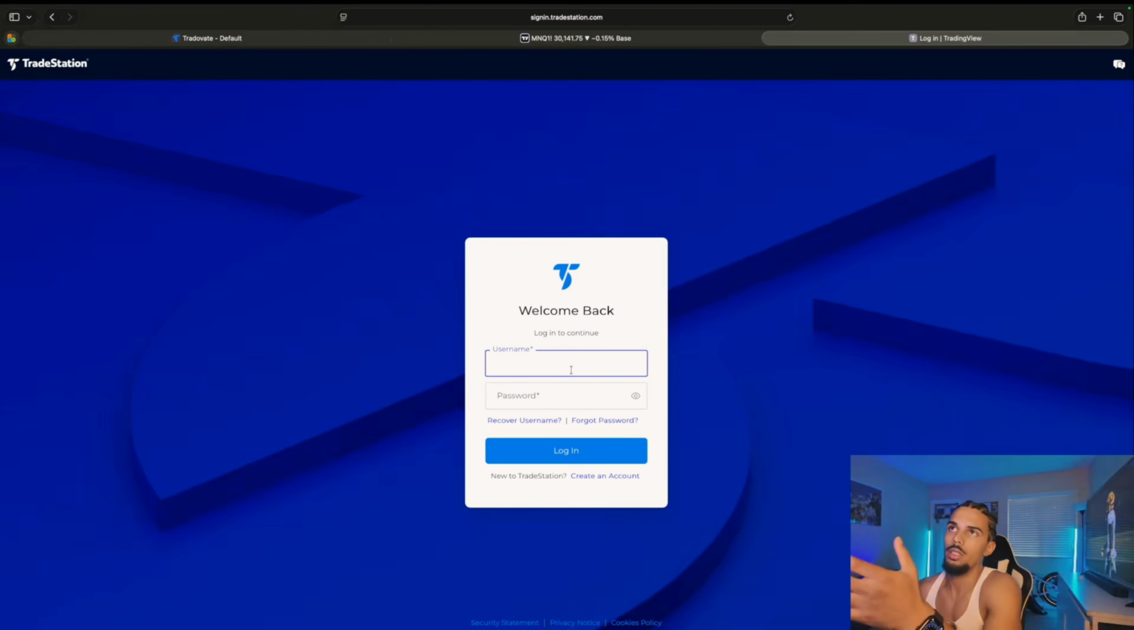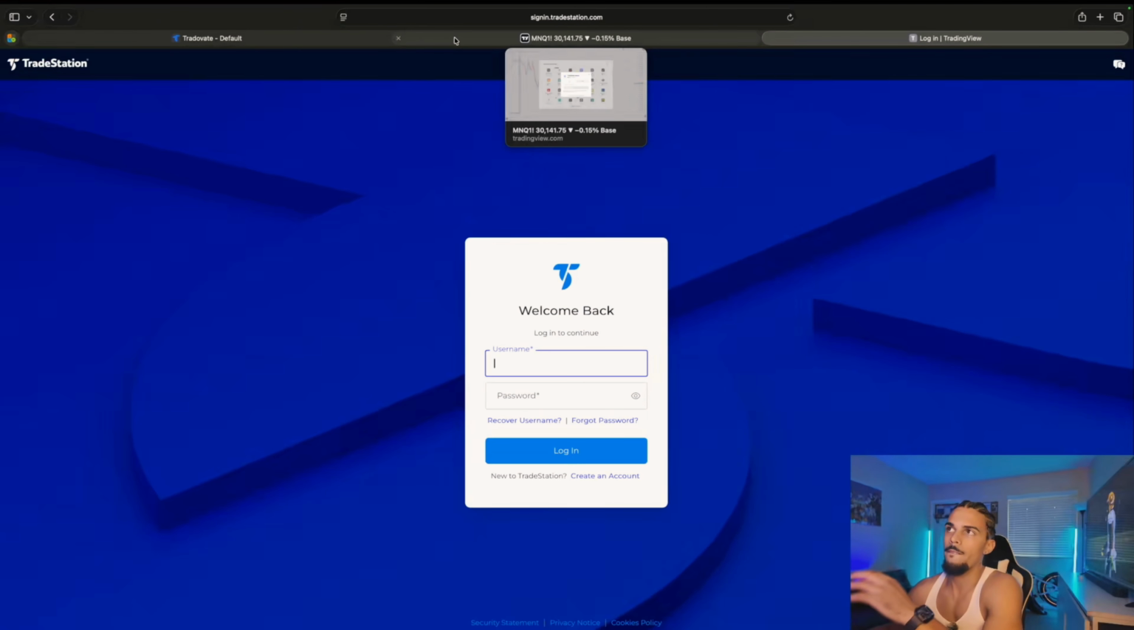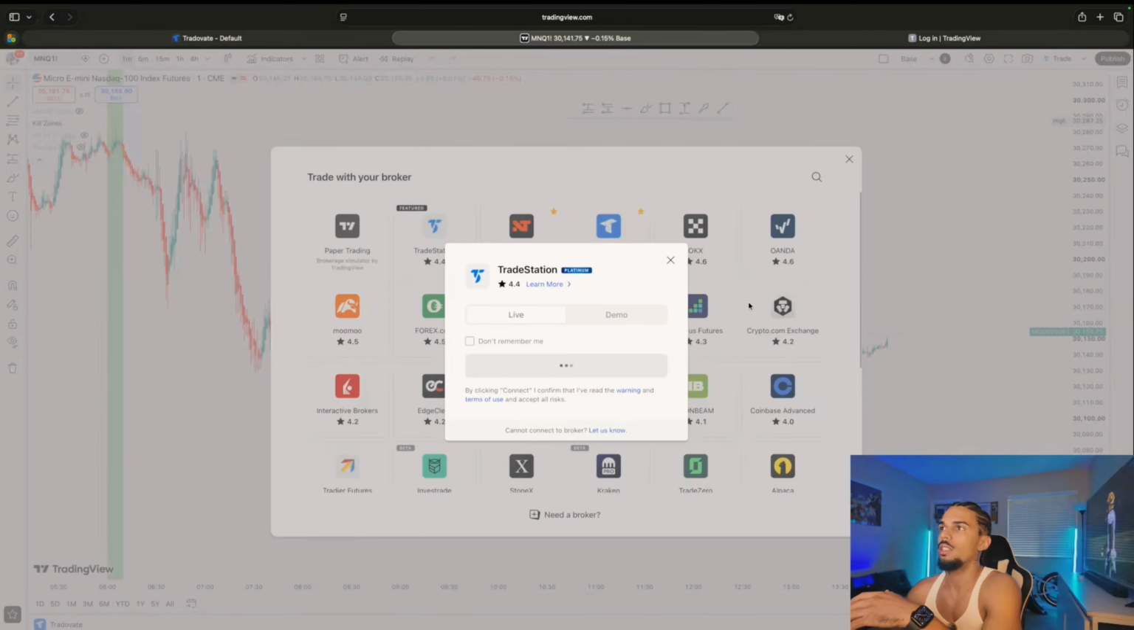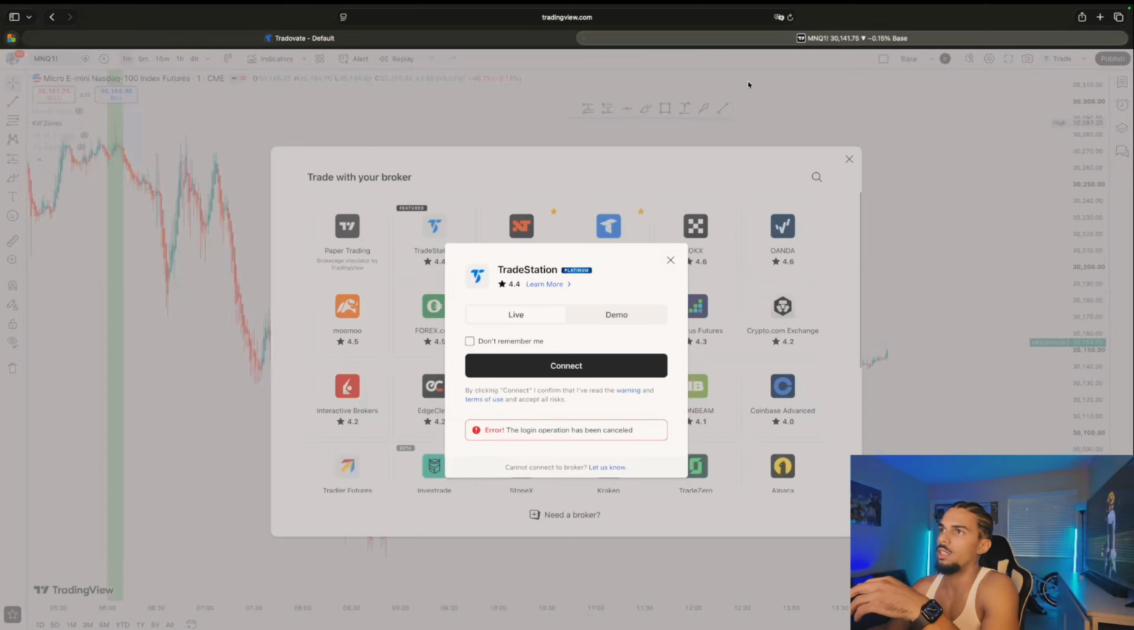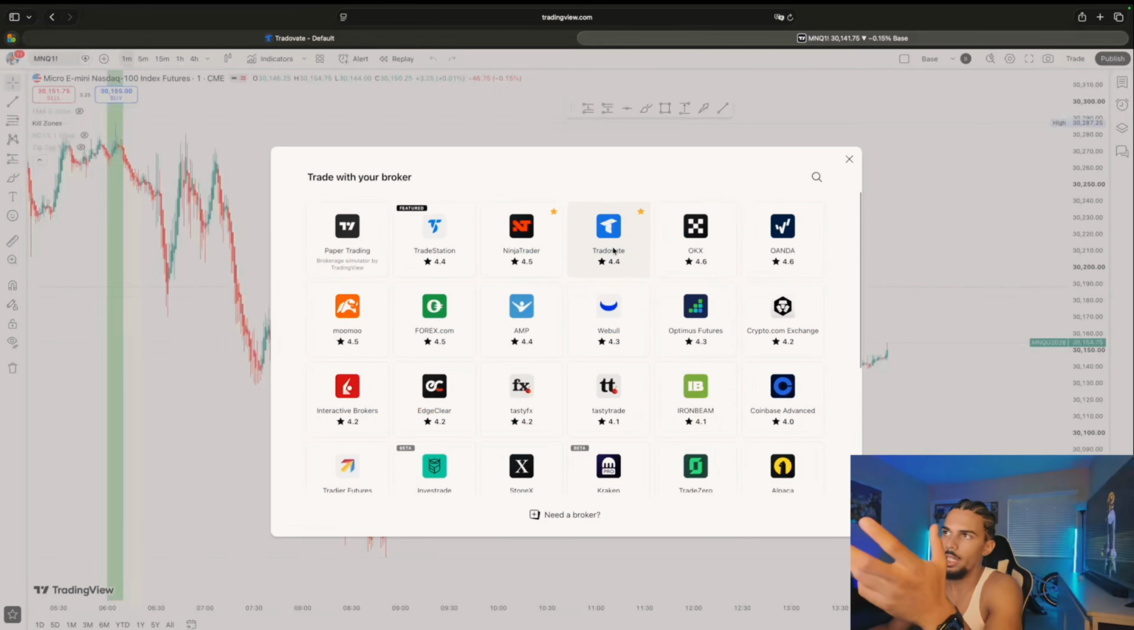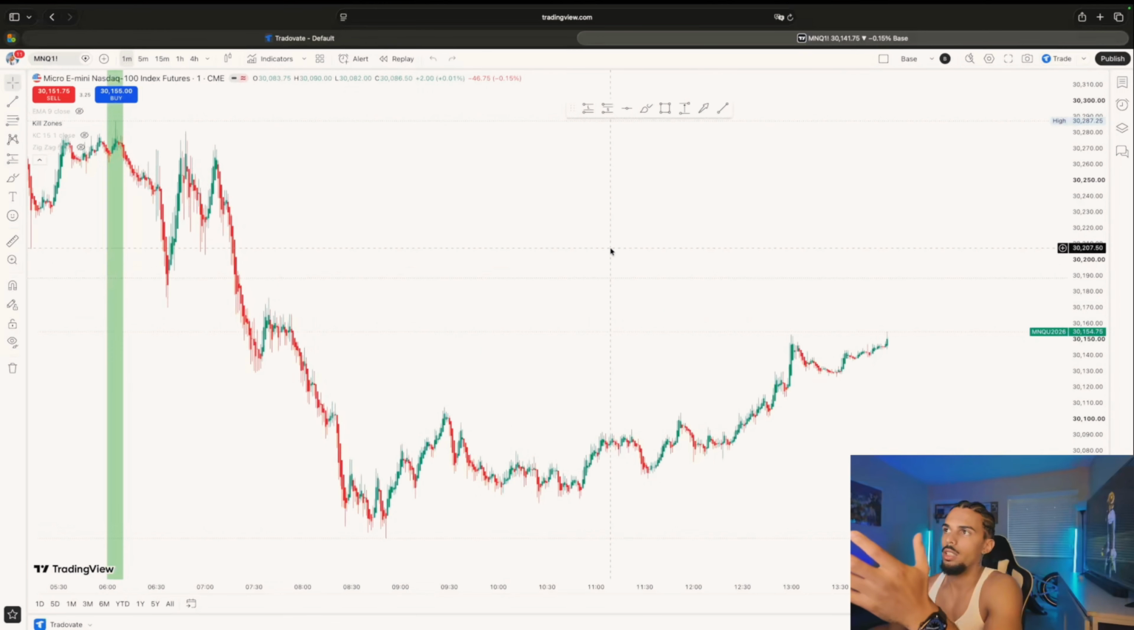It'll take you to your TradingView or your TradeStation or your Webull to log in. And once you log in, it's not going to work for me because I haven't logged in. But like it does here, it'll take me here and it'll log you straight in.